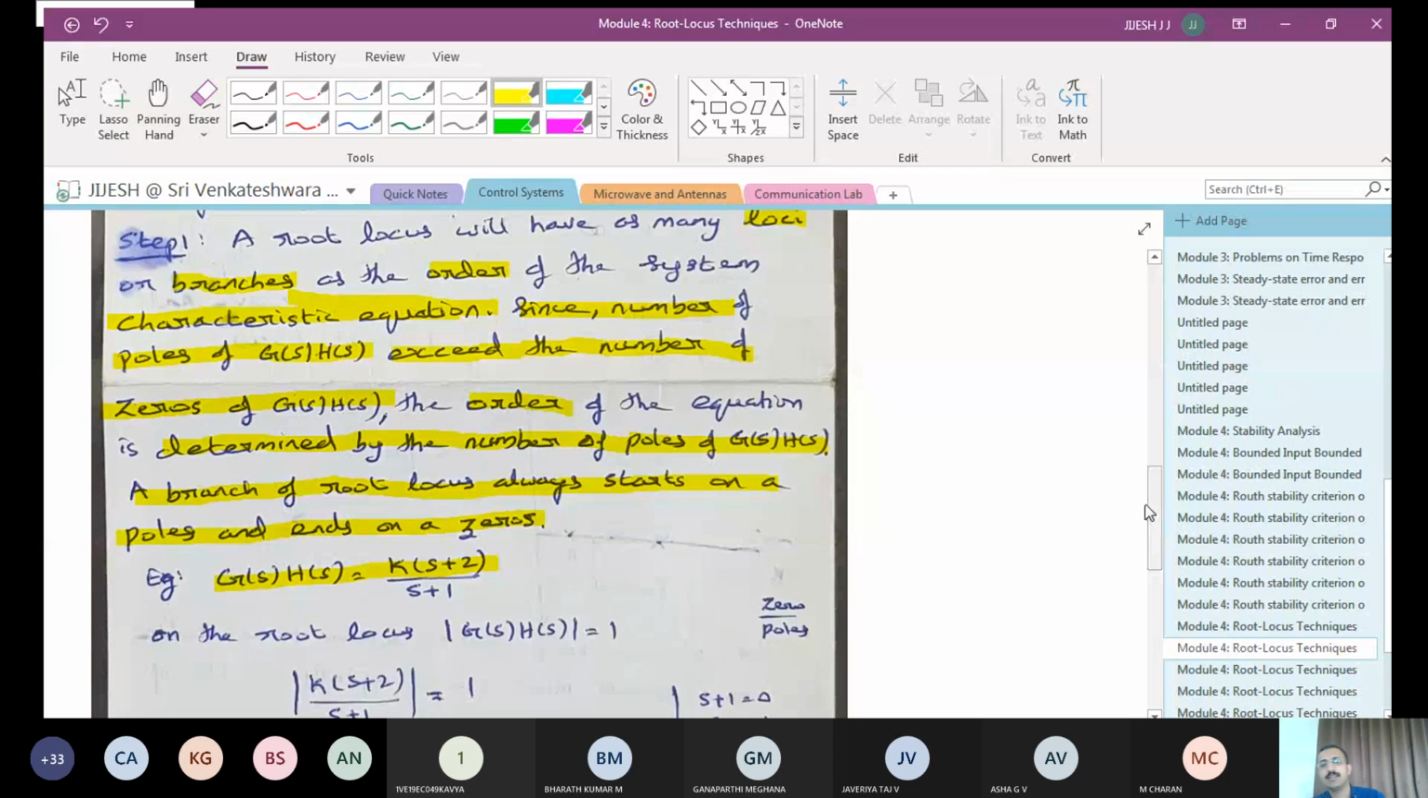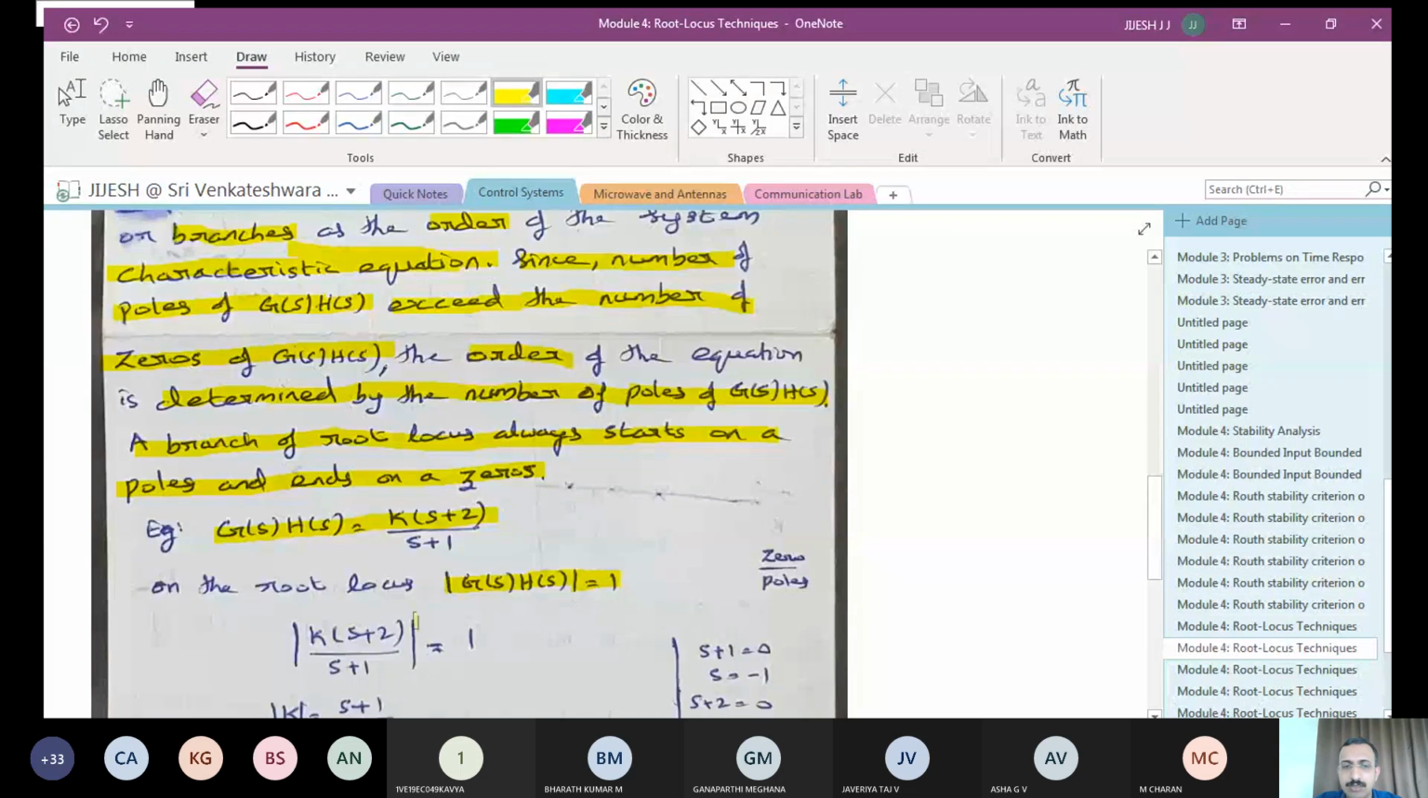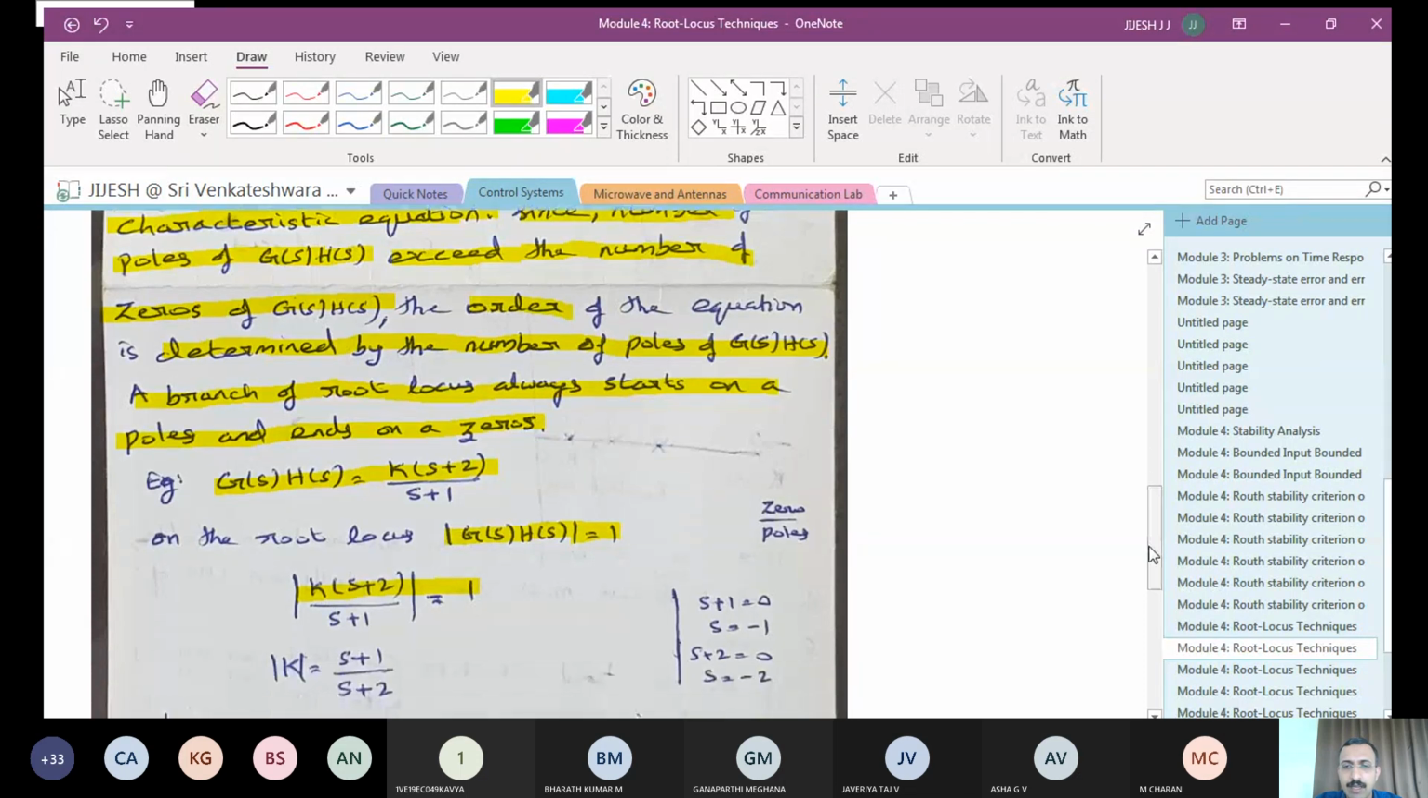So here, listen for a minute. On the root locus, you have two conditions. One is the magnitude and another is the phase condition. Magnitude is that the magnitude of G(s)H(s) is equal to 1. So we are going to solve it: k into (s plus 2) divided by (s plus 1) is equal to 1. Solve the value for k. That you will get k is equal to (s plus 1) divided by (s plus 2). Here we have to understand one thing carefully.